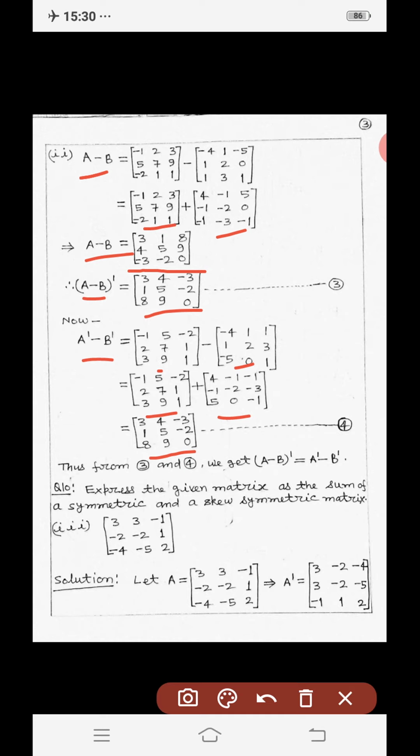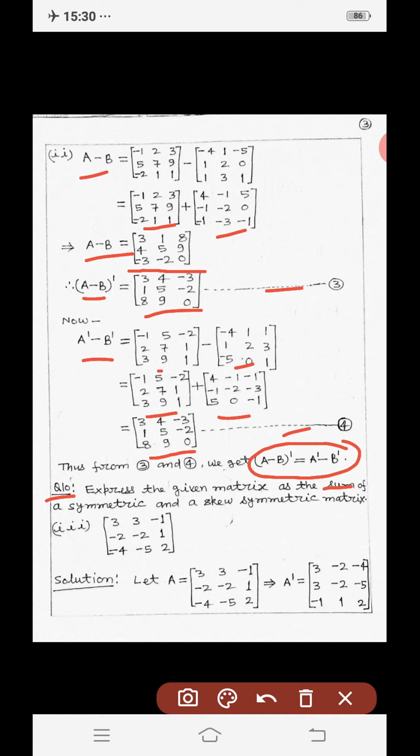Thus from 3 and 4 we get (A minus B) whole transpose equal to A transpose minus B transpose. Question number 10. Express the given matrix as the sum of a symmetric and a skew symmetric matrix. Here we use the above theorem, that is the concept of the above theorem in this question.